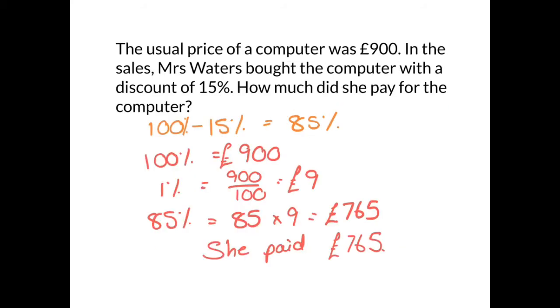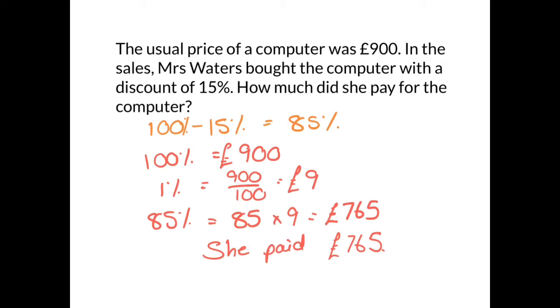Our second example is of a discount. So the usual price of a computer was £900. In the sales, Mrs. Waters bought the computer with a discount of 15%. How much did she pay for the computer? Now you can do two things. You can either find out 15% and subtract, or you can find out 85% straight away.